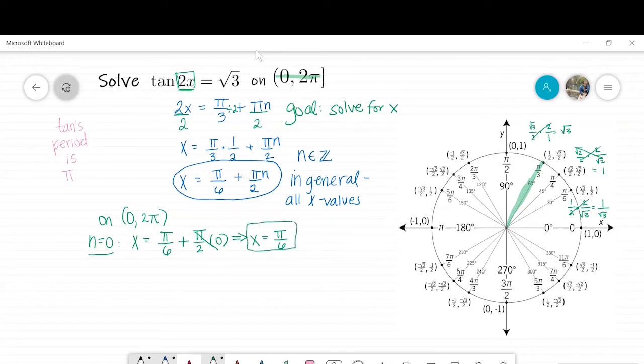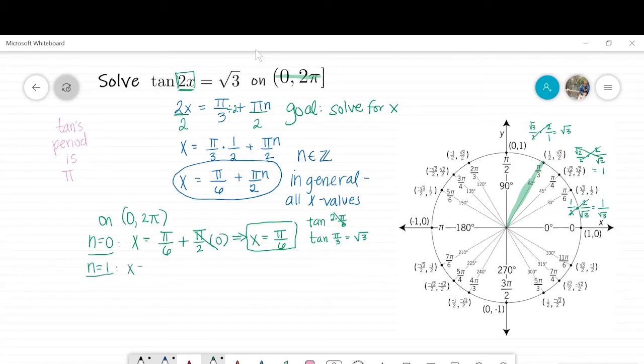So if you were to plug pi over 6 into your original equation, the 2 and the 6 would cancel out. Tangent of 2 times pi over 6, and you'd be looking at tangent of pi over 3, which is definitely equal to √3. That's how we know it's the answer. But we know the way trig functions work, there's a lot of repetition to this, right? So we keep going. So now you try, well, what's the next integer?